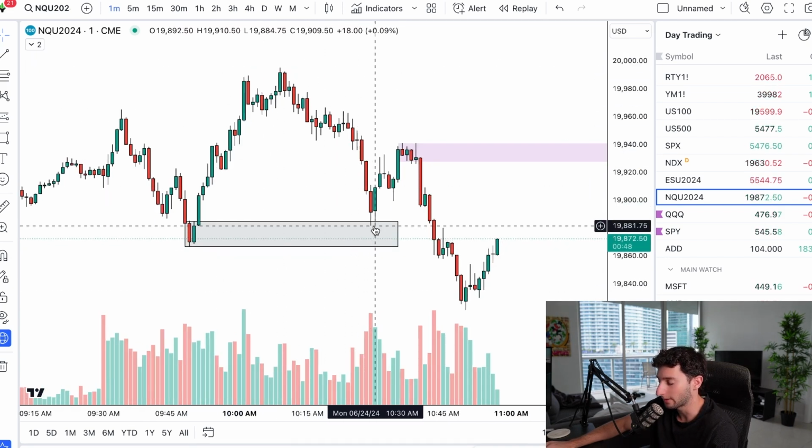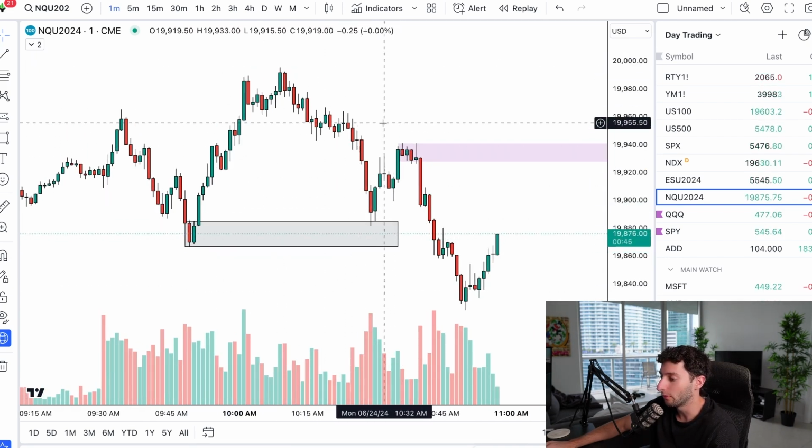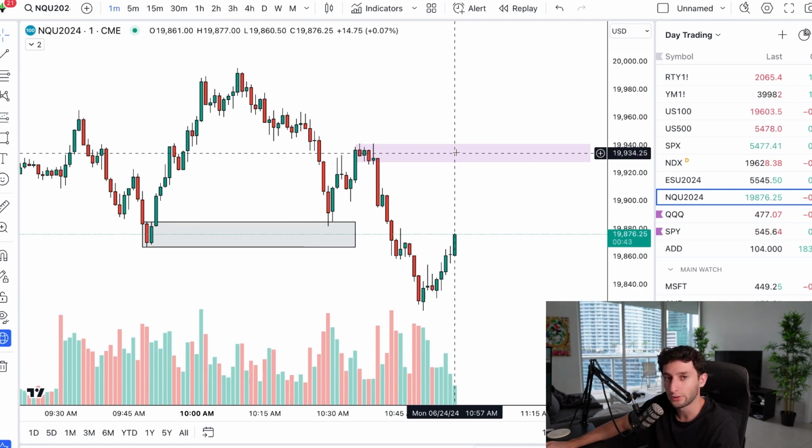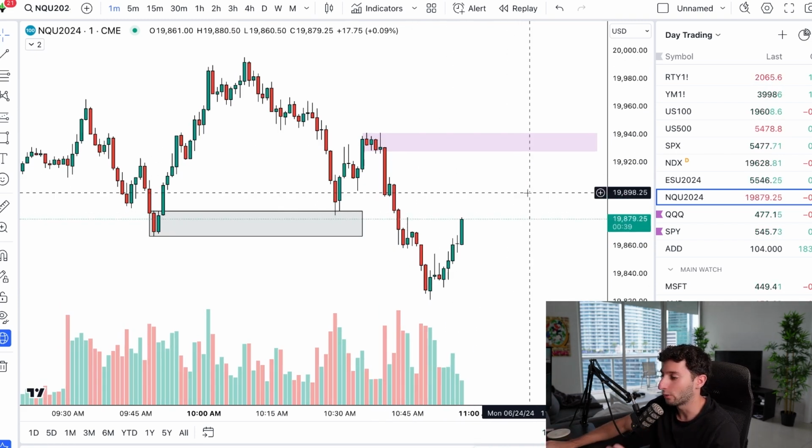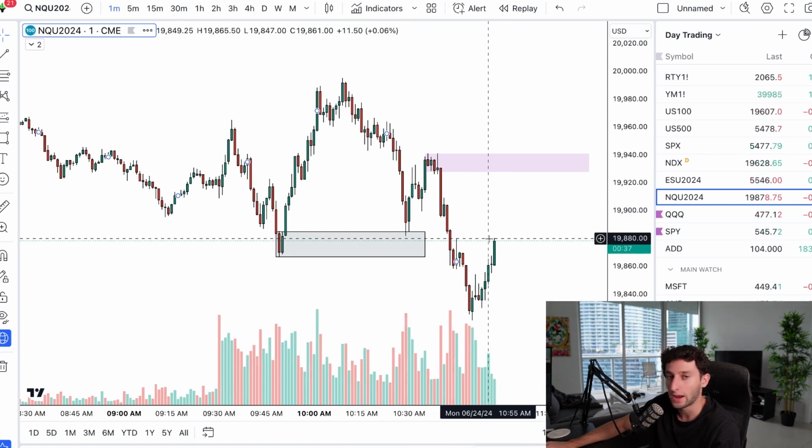You can see price comes back down, we tap this demand zone, we end up moving higher, right? When price comes back up to the supply zone, we're probably going to tap it and move a little bit lower, and that's the general idea of how supply and demand works, and you can see how it's doing that in real time right in front of you.